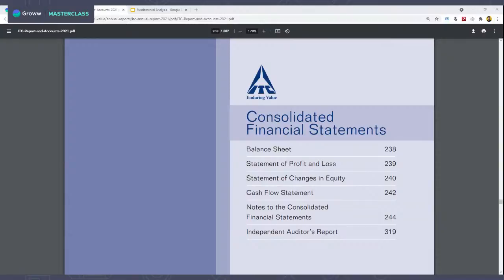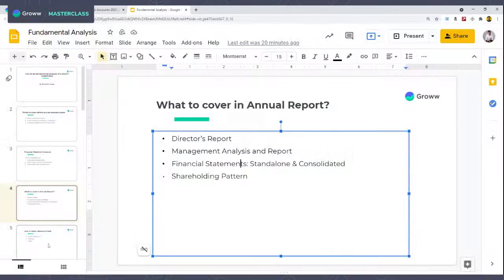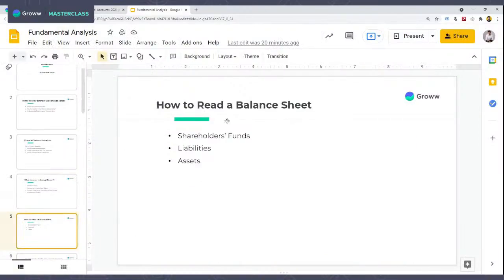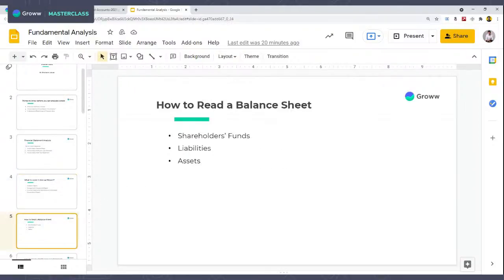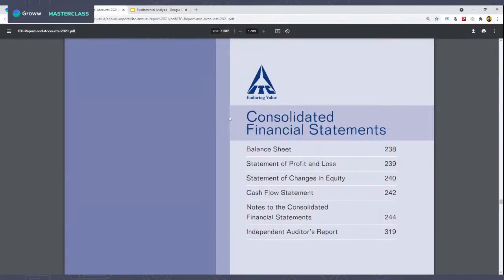Now, in the next one, we're going to do how to read a balance sheet. Right now, I'm going to talk about this and then I'll come back to shareholding pattern. So we'll do how to read a balance sheet because I'm already at the balance sheet part here with the consolidated financial statements. So the balance sheet is the first thing that you will see.